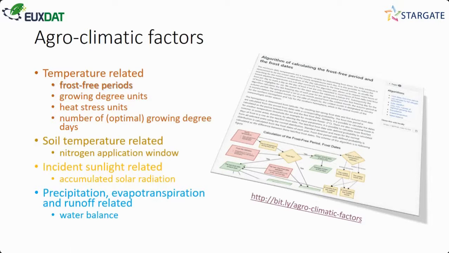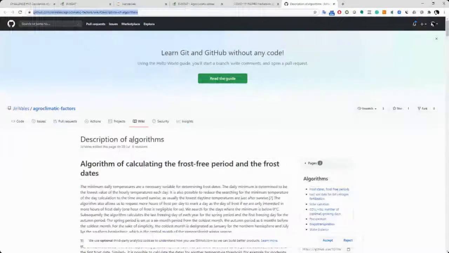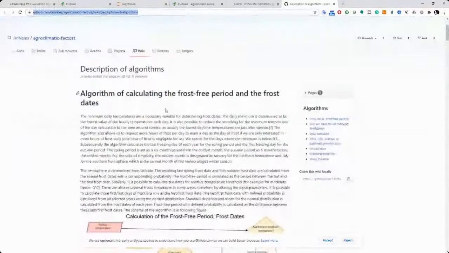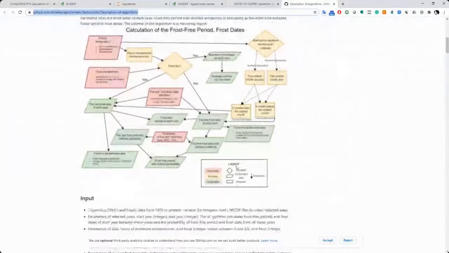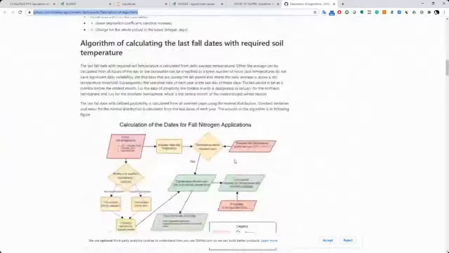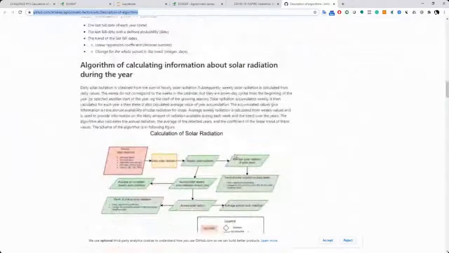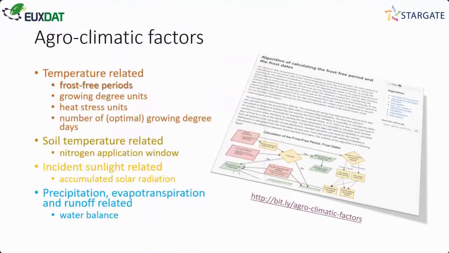And just to let you know that there is a wiki page. There are algorithms described, there are these kind of schemes I will talk about later on, and you can see the description of each particular agroclimatic factor we developed here. For the presentation, I will go just for the first one, for the frost-free period, so you will understand how to actually read the GitHub to get the information.